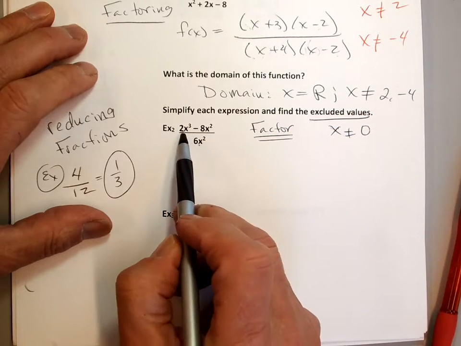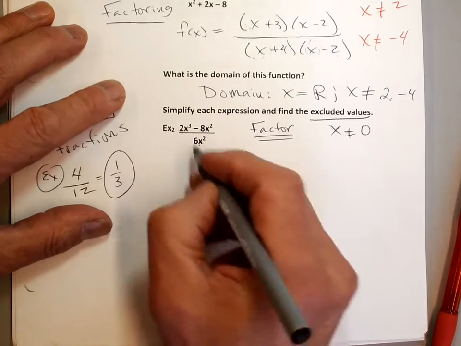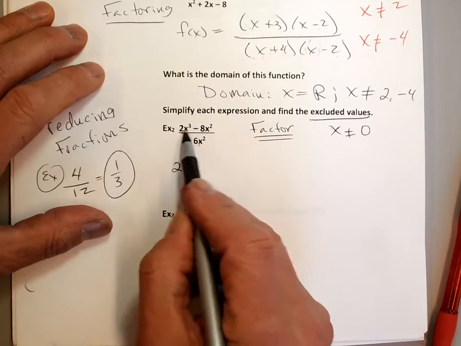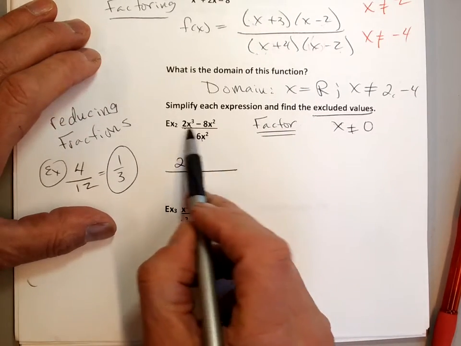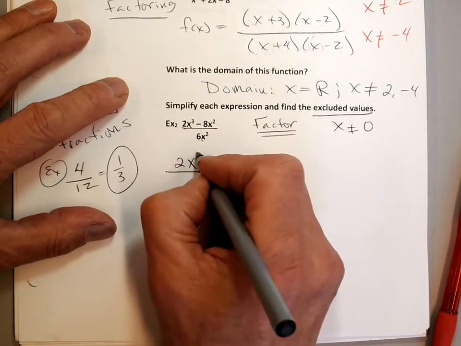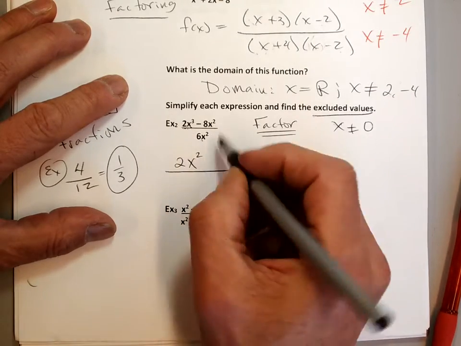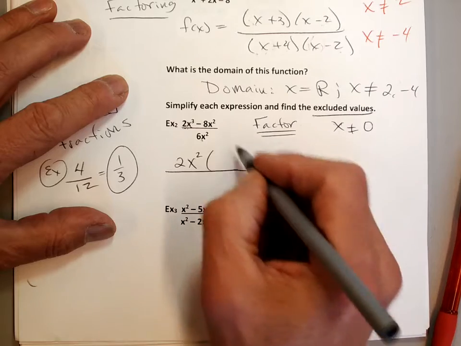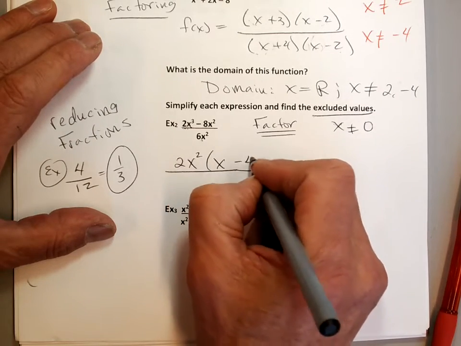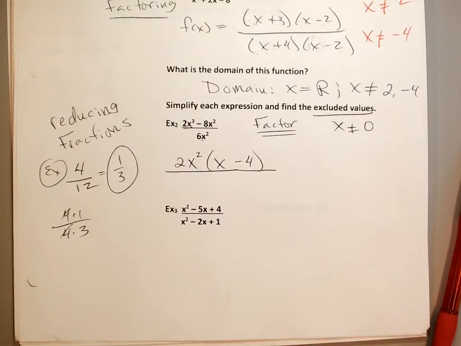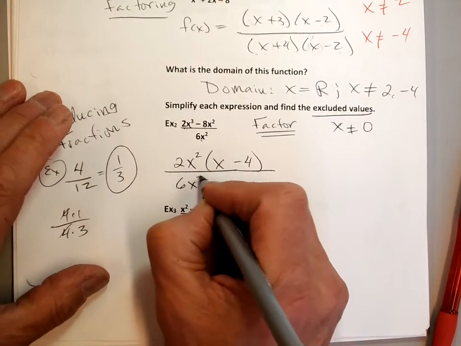So let's see. I'm going to common factor. Both of these have a common multiple of 2 in the numerator, and they both have at least an x squared in common. So if I common factor out a 2x squared, I would have an x minus 4 remaining inside. And of course the denominator, I can't do anything with, it's still a 6x squared.